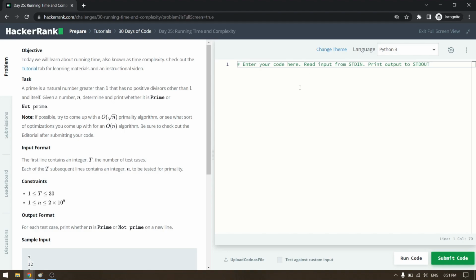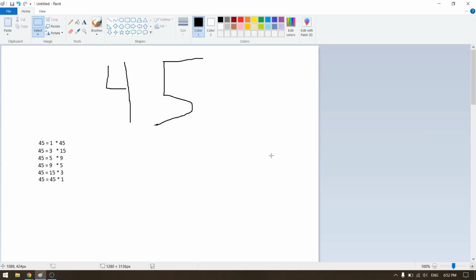So there's a note here. If it's possible, try to come up with a square root of n complexity algorithm, it says. So we are going to solve this problem in square root of n complexity. Just let me explain the solution, okay? Let me open Paint.